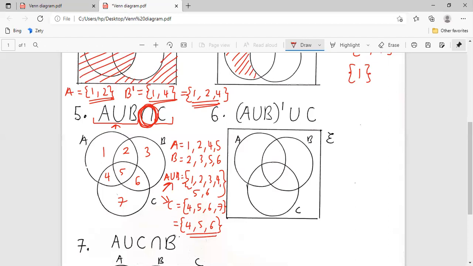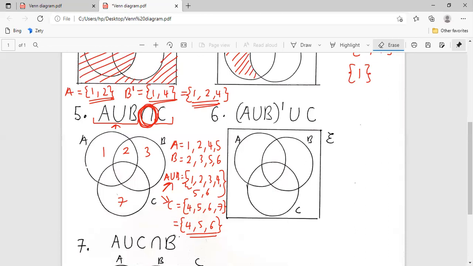This means for this question, we are going to shade chamber number 4, chamber number 5, and chamber number 6. Where are these chambers? Here. I'm erasing them. Chamber number 4, I've erased it. Chamber number 5, and also I'm erasing chamber number 6.